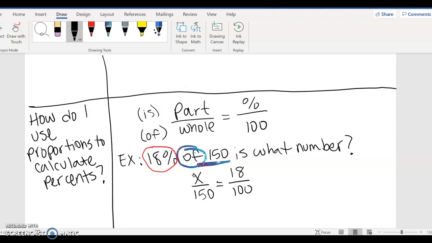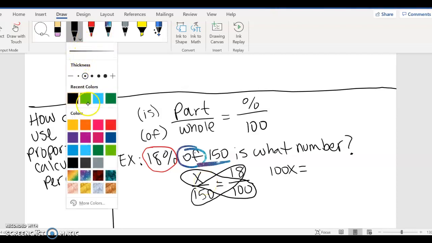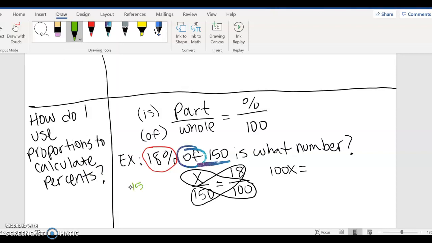Now, to solve proportions, we cross multiply. So 100 times X, we just stick those two together for 100X. Then we multiply 150 times 18. So 150 times 18.